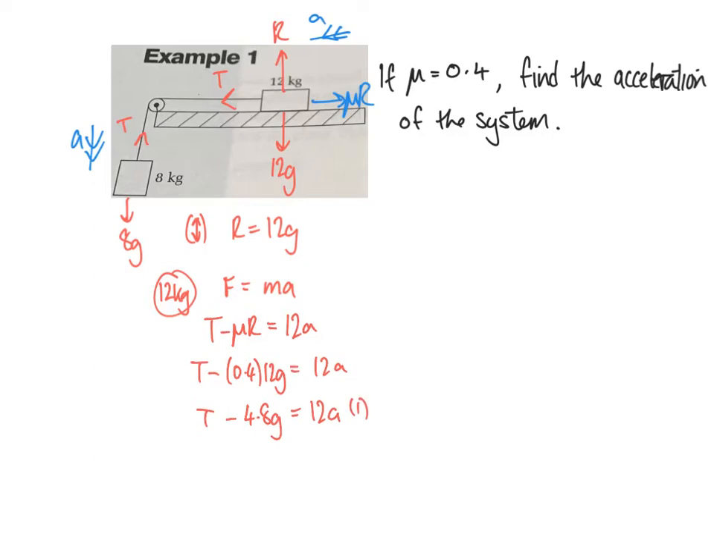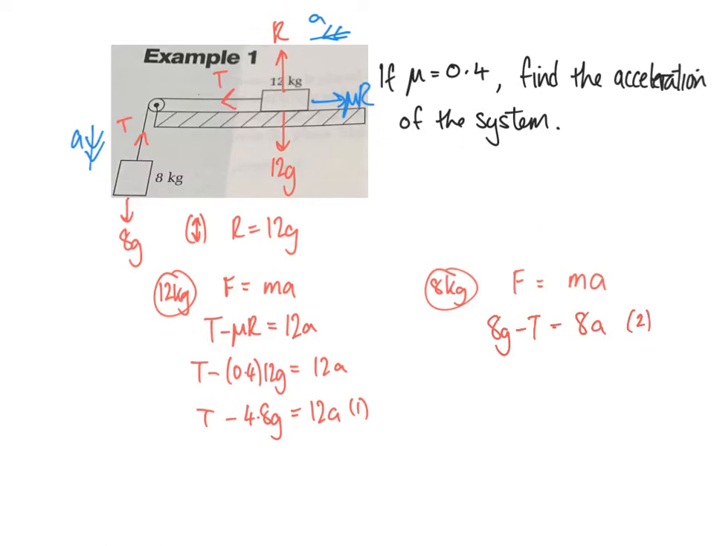So if we move over to the 8 kilogram mass, let's use F equals ma on it. And this one's much more straightforward. It's much like what we've seen in all connected particles or pulleys. The force is going down, so 8g, take away the tension, is the overall force. So 8g minus T is equal to 8a. And that's the second equation.